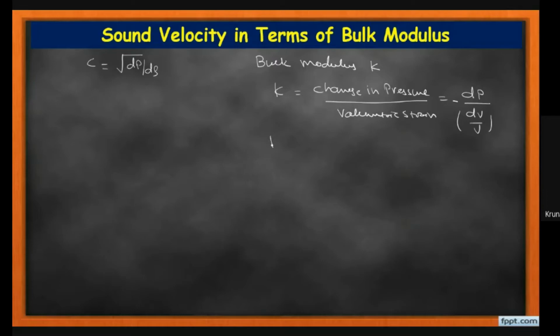So our final expression is K equals minus dP divided by dV by V, or we can write dV by V equals minus dP by K. Now we also know the compressibility, which is indicated by beta. Beta is called the compressibility, which equals 1 upon the bulk modulus.